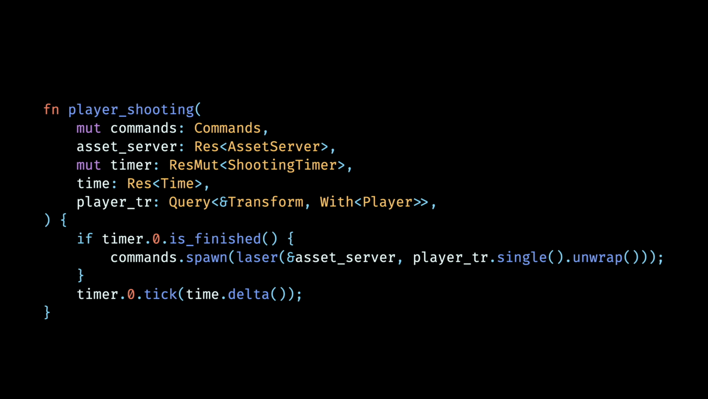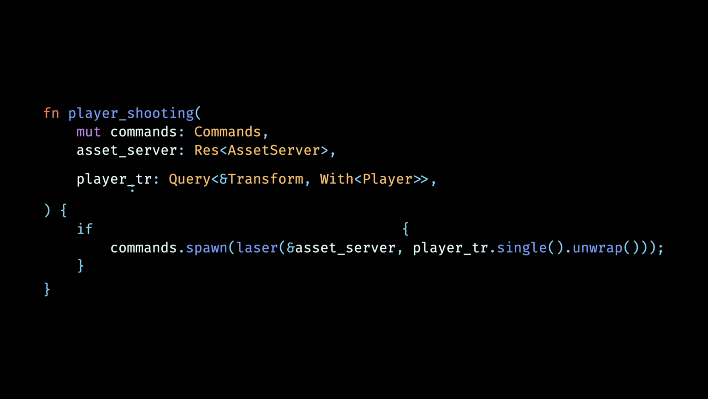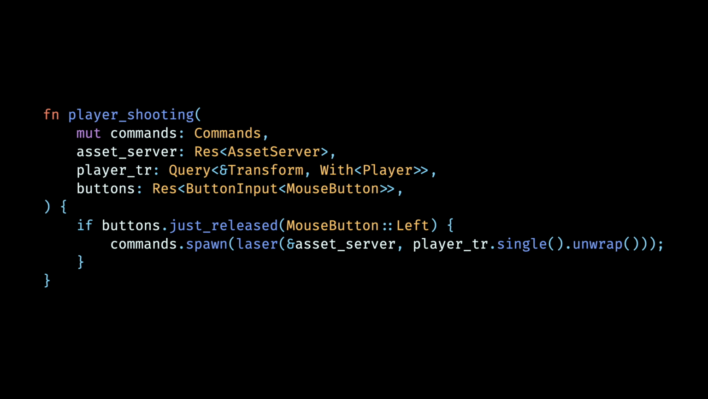To implement player shooting using the mouse buttons, we just need to make a simple change. We remove the time and shooting timer resources entirely and replace them with a button input resource of type mouse button. We spawn the lasers when the left mouse button is clicked and released. Usually in FPS games, holding down the left mouse button would fire continuously, but to implement this, we will need to use another timer to make sure we're not firing at a much higher rate than a constant fire rate. If you guys would like to see how that's done, leave a comment below and I'll explain this technique in a future video.